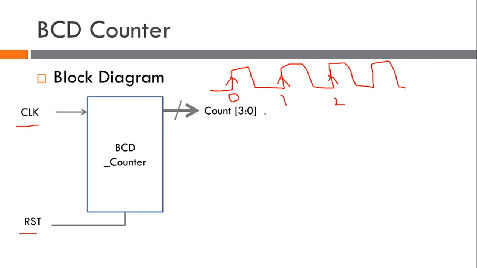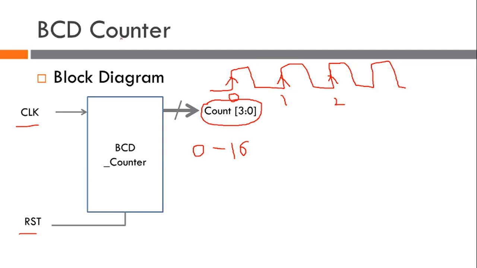Now, how much counting can be done depends totally on the number of bits, or the number of wires available at the output side. Right now it is count 3 down to 0, that means a 4-bit binary number, hence it can count from 0 to 15. So it is a 4-bit binary counter.